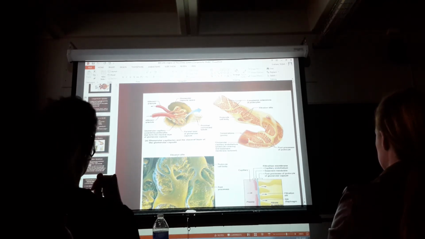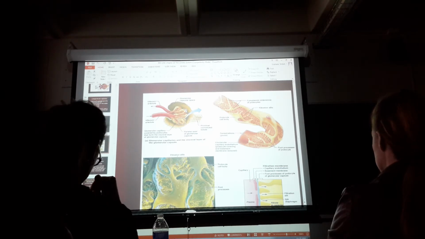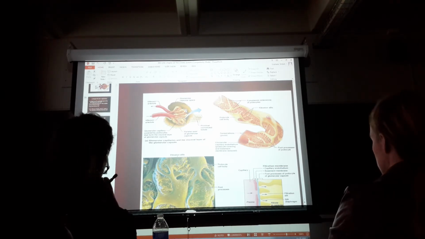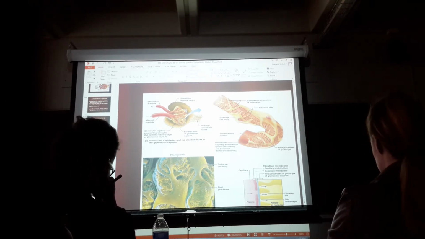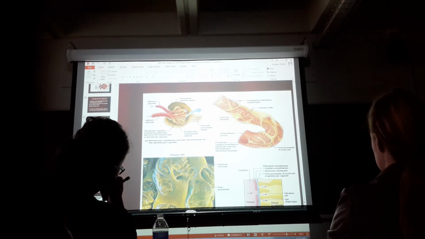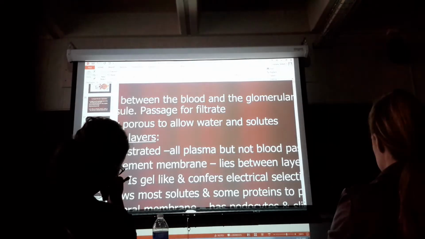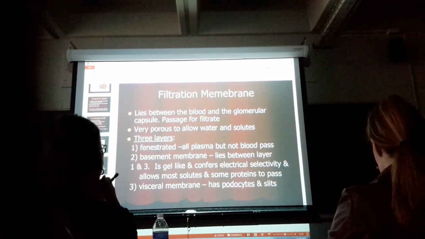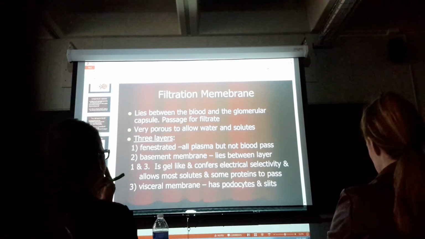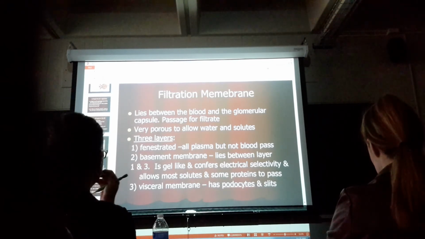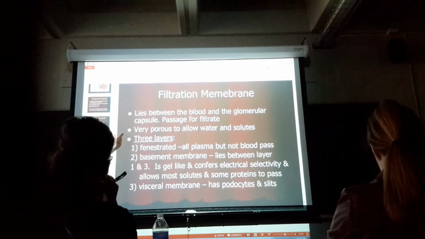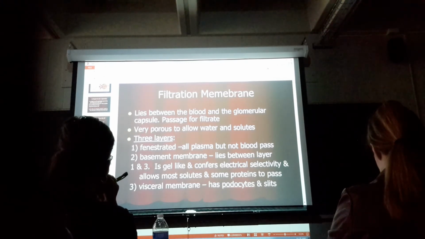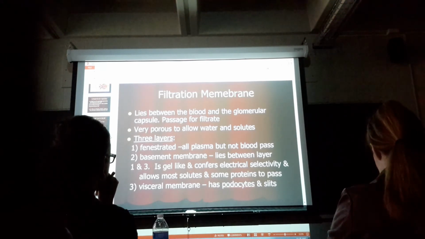That's just a blown up of how we're moving so much through the capillaries. We have lots of different layers in there, and lots of different levels of porousness that allows the water and the solids to move through. So filtration membrane, that's what we're talking about. We have the little capillary, and then it has all these different things. It has 3 layers. It's going to be very porous because that's what we're doing. We're filtering. We want water and solids to move. So we call that fenestrated. So all the plasma, but not the blood cells, is passing through there.